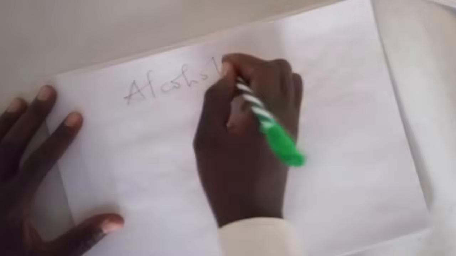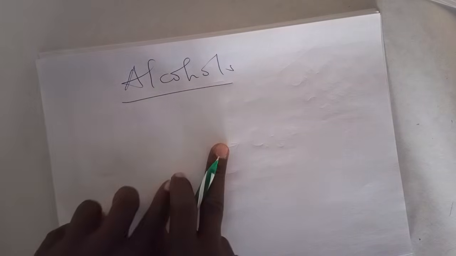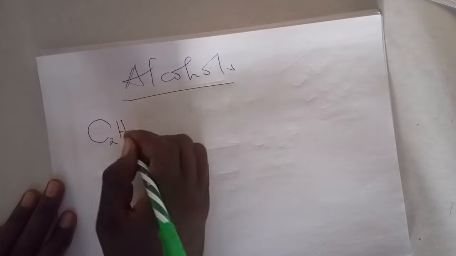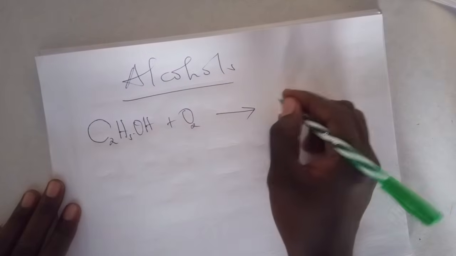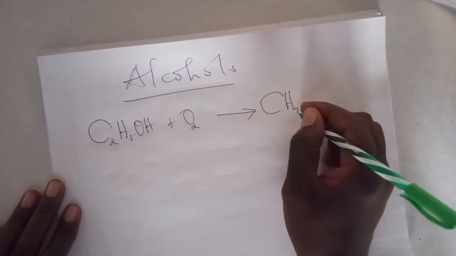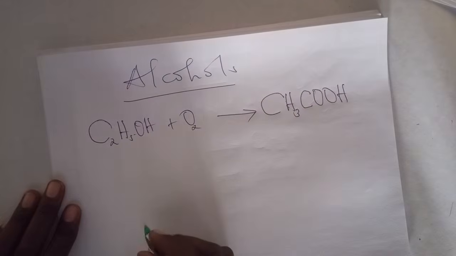The other thing that happens is oxidation. Alcohols undergo oxidation. What do we mean by oxidation? They react with oxygen under certain conditions so that the corresponding acid is produced. For example, when you have ethanol reacting with oxygen, you are going to get a carboxylic acid, which is ethanoic acid. All right.